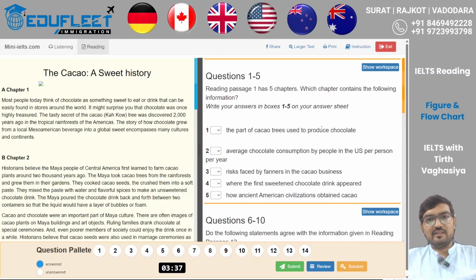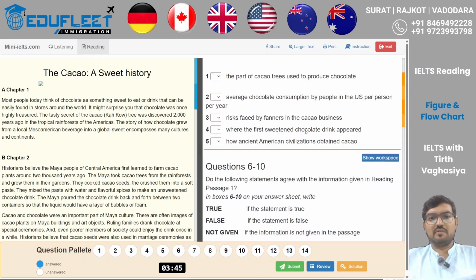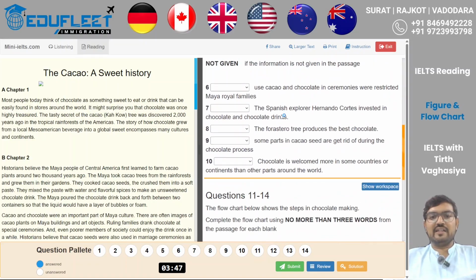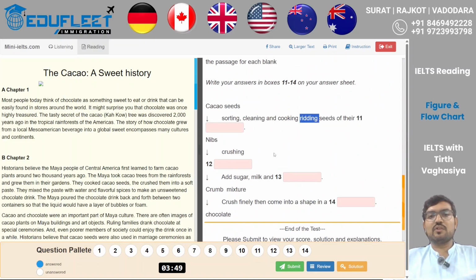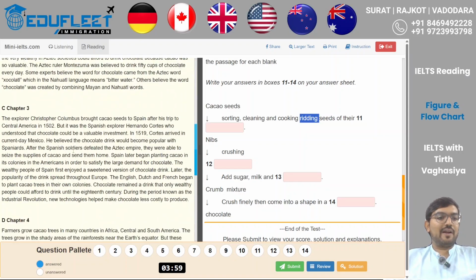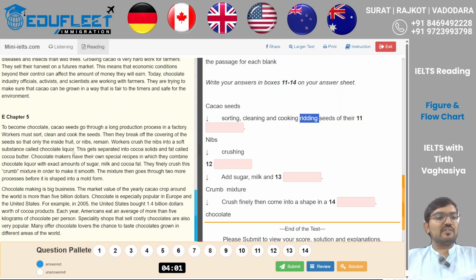Now, if I look at the question types in this, which paragraph contains this information? So, okay, chapter 1, 2, 3, 4. So, identifying. And then we have true, false, not given. And these four blanks or four flowchart is at the end of the question set. So maybe you can expect that the answer will be in a later part of the paragraph. So I'll first try to look from the bottom.